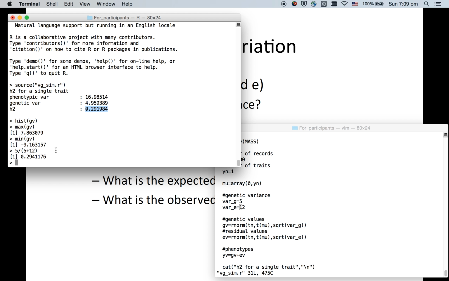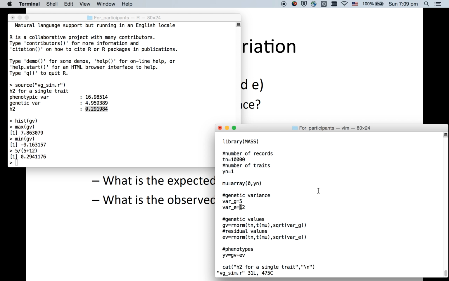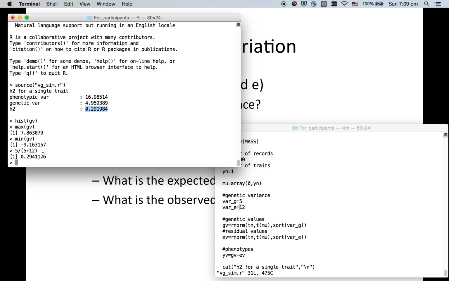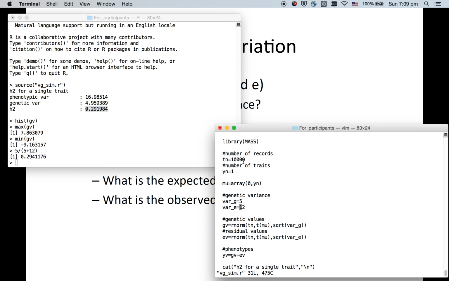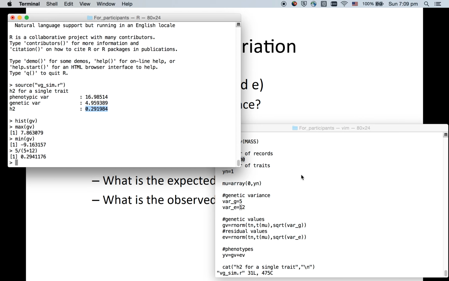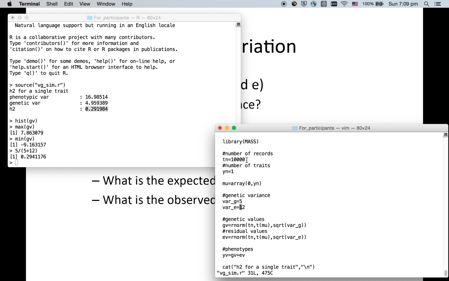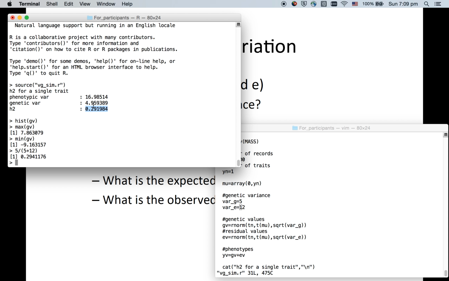Then the question: why are the expected heritability and observed heritability slightly different? This is because we use a stochastic simulation. That's why there is a sampling error that depends on the number of records. If the number of records is smaller, then the difference is larger. If this number is large and goes to infinity, then expectation and observation get closer and closer.